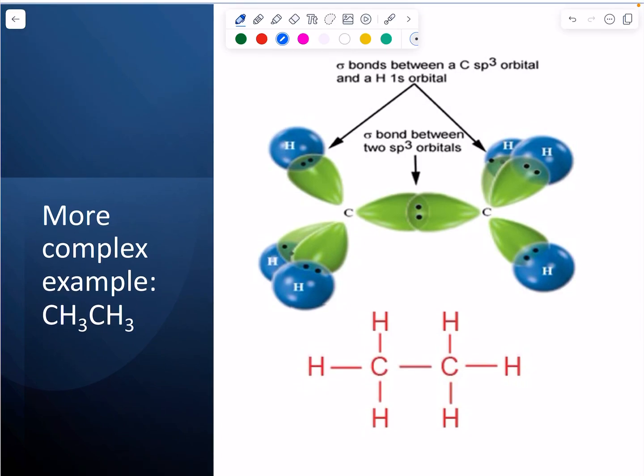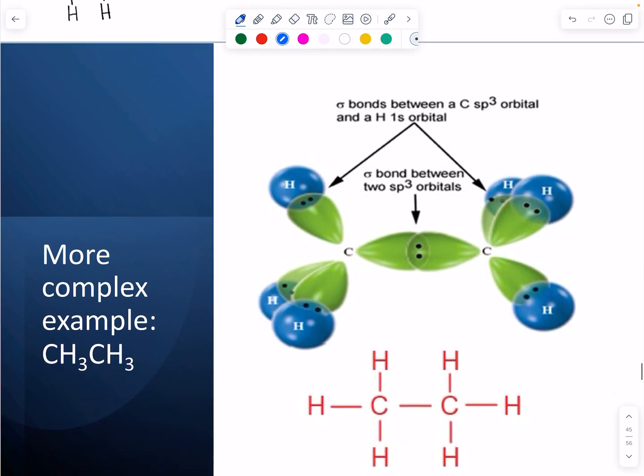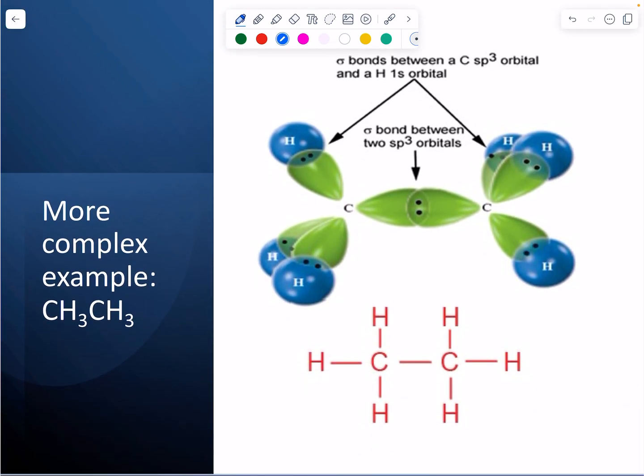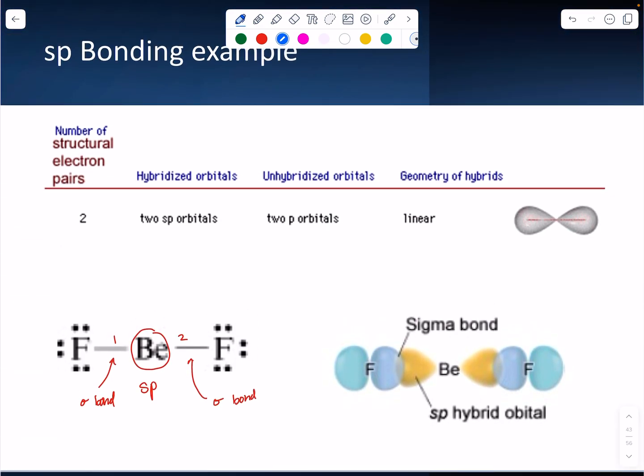So I wanted to make a brief video to supplement your textbook about what a pi bond is. You recall we've been talking about our two different types of bonds in valence bond theory. The first type is called a sigma bond. Sigma bonds we get when we have orbital overlap, like you see here, and when that orbital overlap is along the axis between the two nuclei.